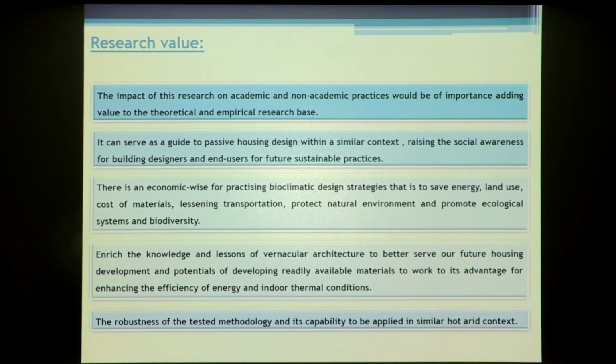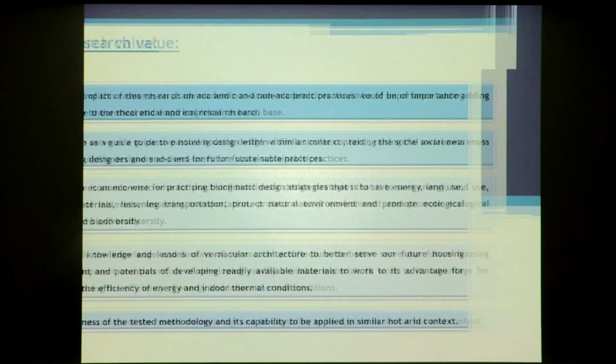The methodology that we have used is also important and is not just applied to the context we have used. It can be used or applied in other similar contexts.